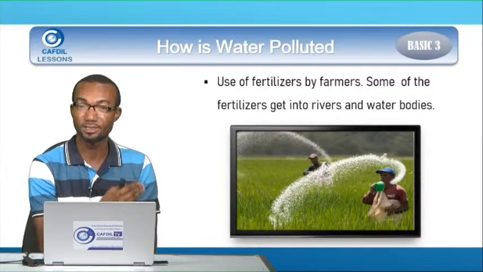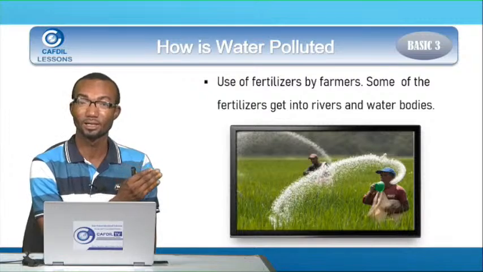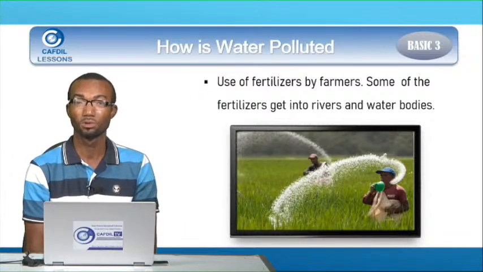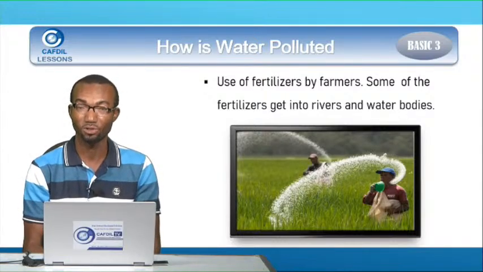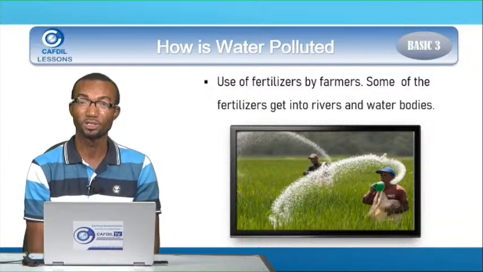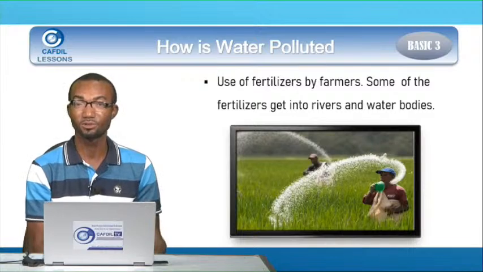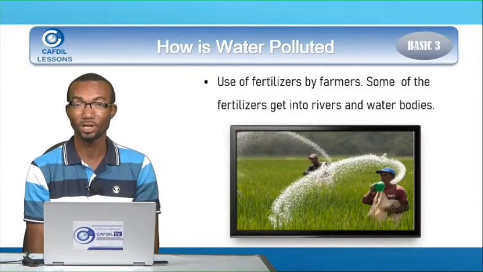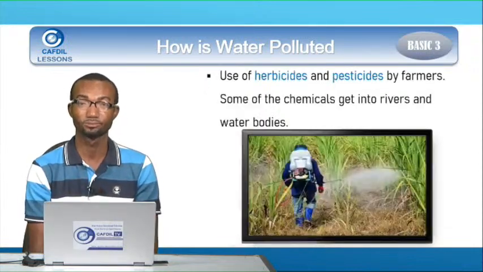But when it rains, the rain will carry some of these fertilizers into rivers and other water bodies that will make the water polluted, or that will result in water pollution. So the use of fertilizers by farmers also gets into rivers and then other water bodies when it rains. And this also pollutes our water because it contains chemicals.